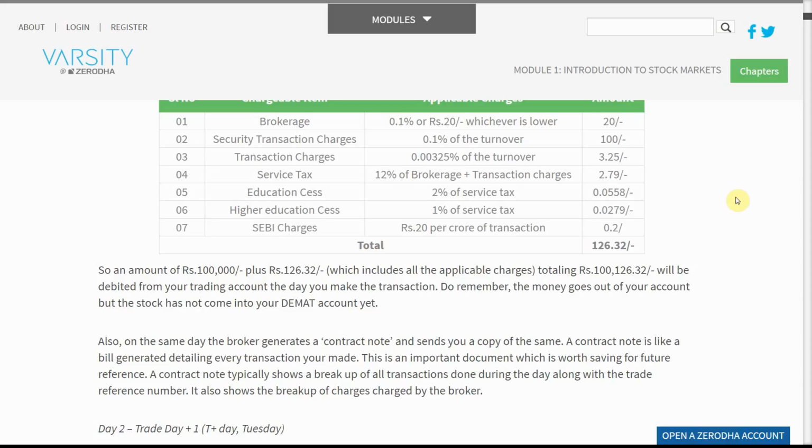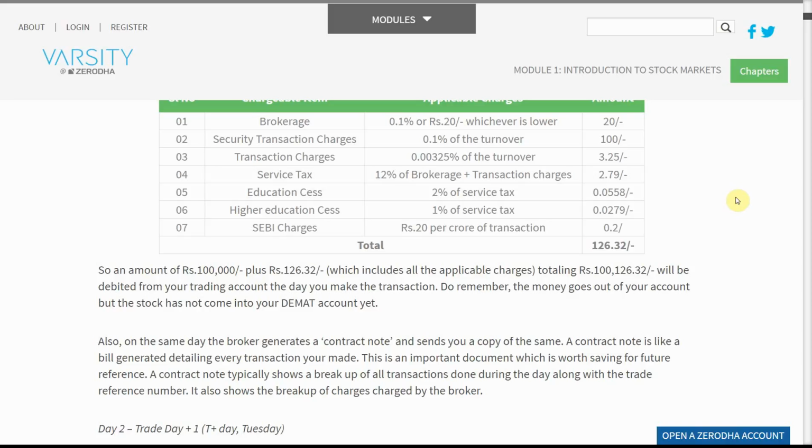So an amount of 100,000 rupees plus 126 rupees and 32 paise, which includes all the applicable charges, totaling 100,126 rupees and 32 paise will be debited from your trading account the day you make the transaction. Do remember, the money goes out of your account but the stock has not come into your Demat account yet. Also, on the same day the broker generates a contract note and sends you a copy of the same.